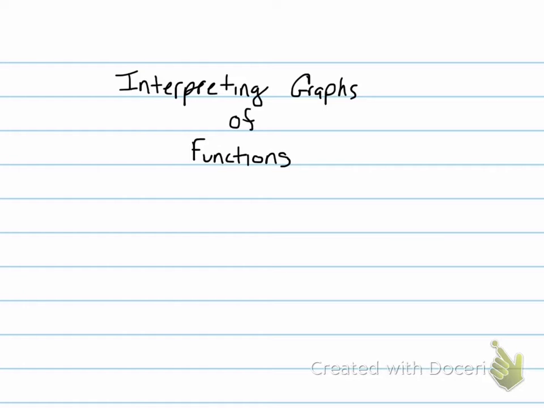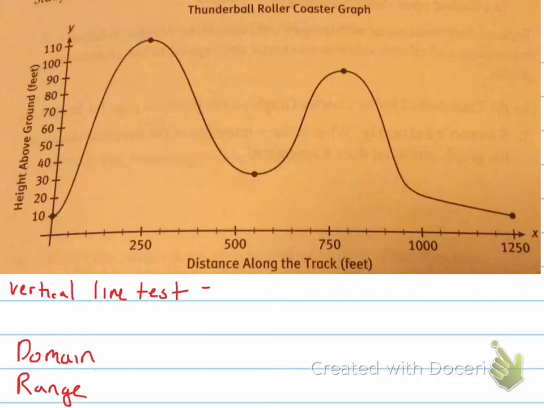Interpreting graphs of functions. So, let's look at this graph. It's a graph of a roller coaster. It tells us that in the title up at the top. The x-axis is the distance along the track in feet, and then the y-axis is the height above ground. So those are the variables here.